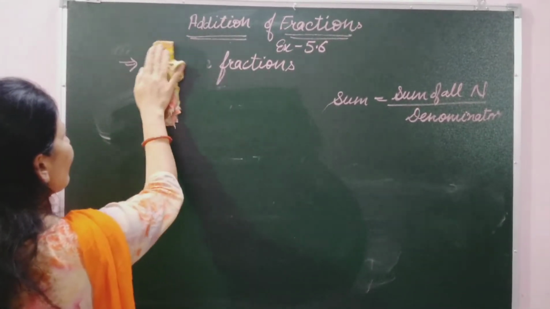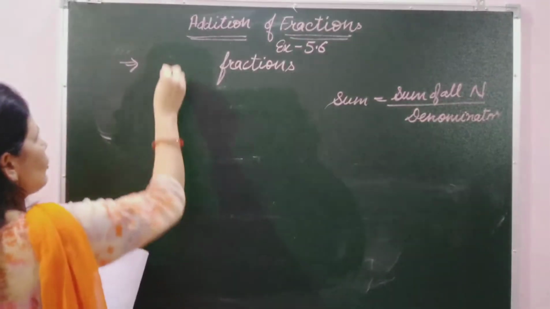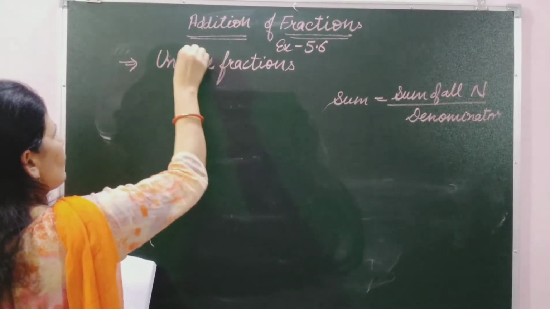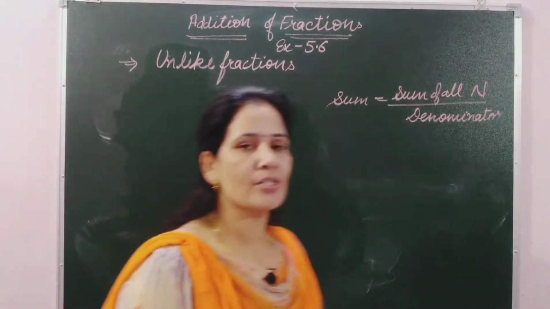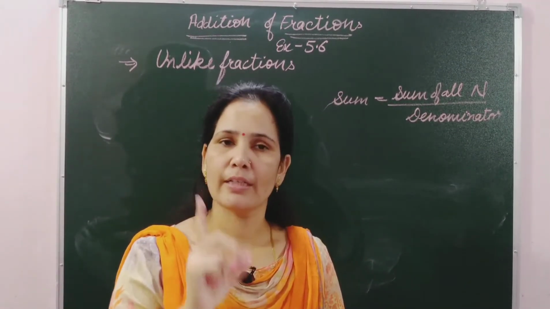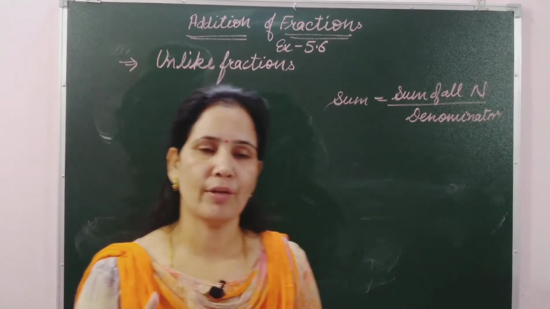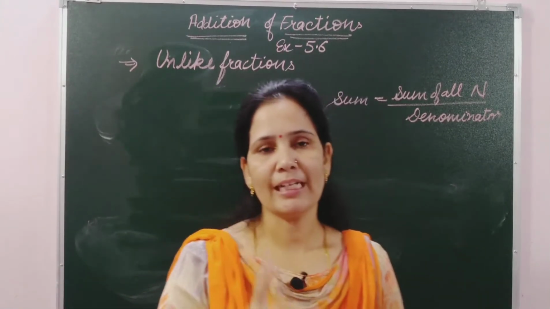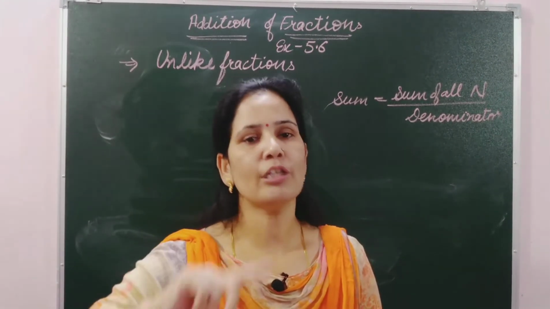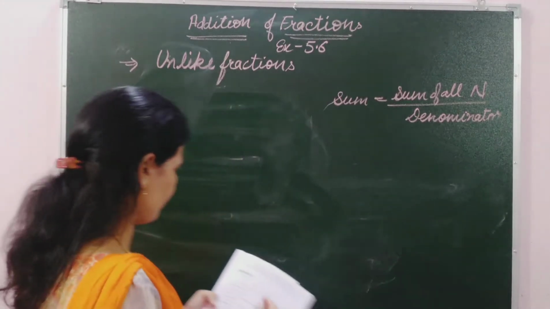So now instead of like fractions, we are going to discuss unlike fractions. The next topic is unlike fractions. So students, for unlike fractions, the same method we follow, but one thing is different. Here we require the LCM of the denominators. So first of all, we have to find the LCM of the denominators. Then we write that LCM as the common denominator, and according to that, we have to convert our numerators. How? Let's see with the help of an example.